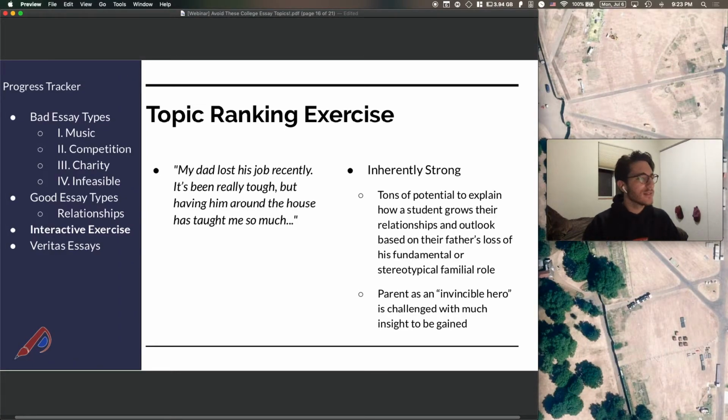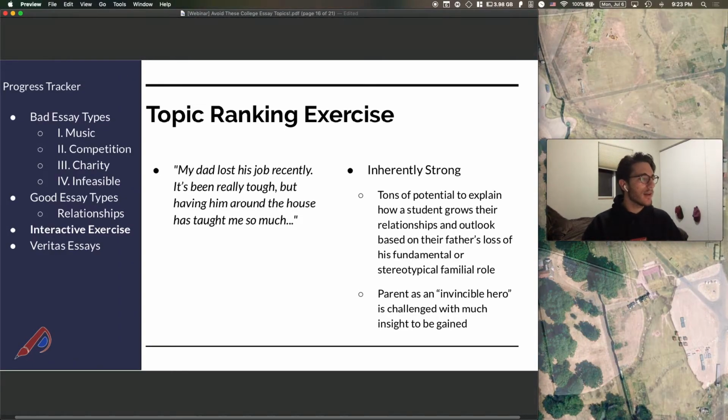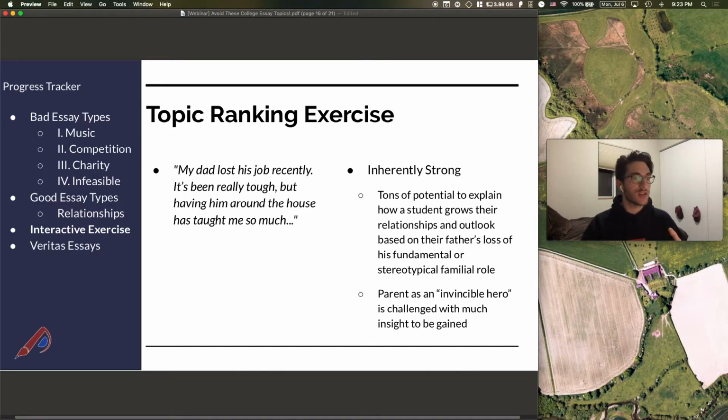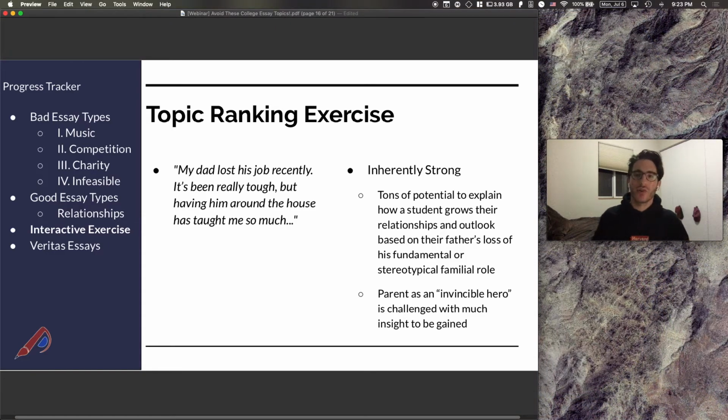The next topic is, my dad lost his job recently, and it's been really tough, but having him around the house has taught me so much. So this is a strong essay. There's a lot of potential to go in many directions.